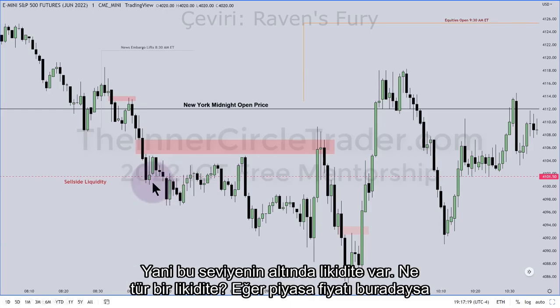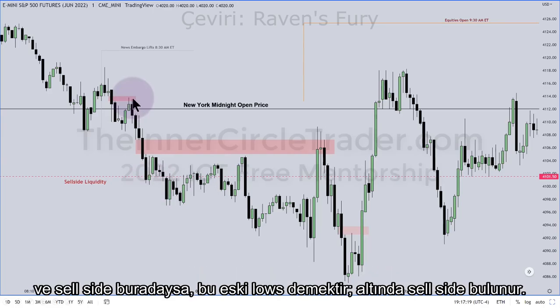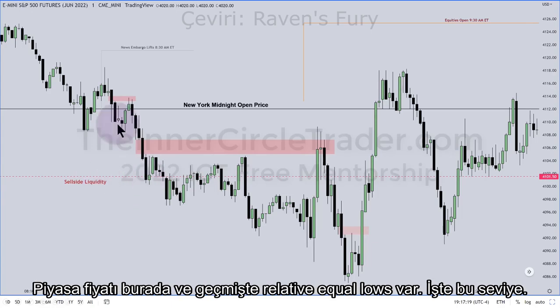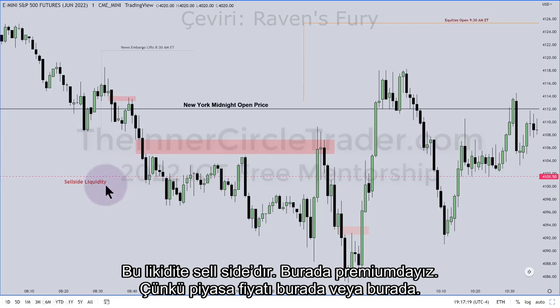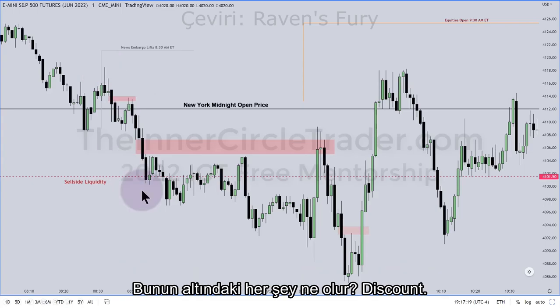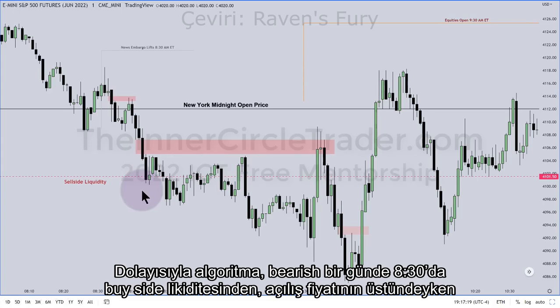4100 level. So there's liquidity resting below that. What kind of liquidity? If market price is here and sell side is here, it's old lows, there's sell side below that. So market price is here, relative equal lows in the past is this level here. Go back to the beginning of the video and you'll understand what that level is then. That liquidity is sell side. We're at a premium here. This will be a discount because market price is here or here. Anything below it is what? Discount.